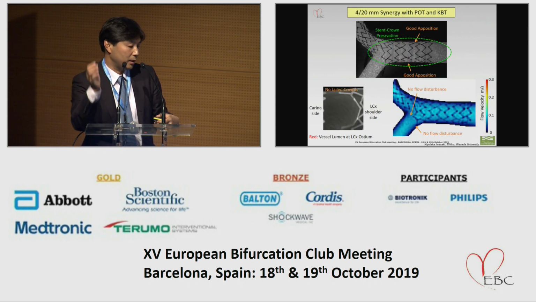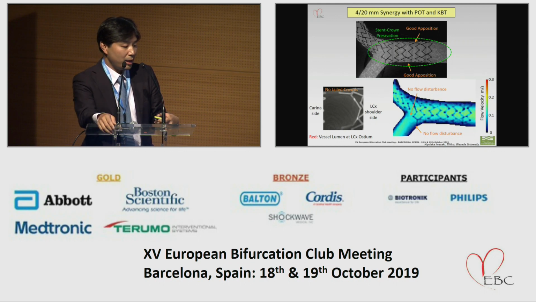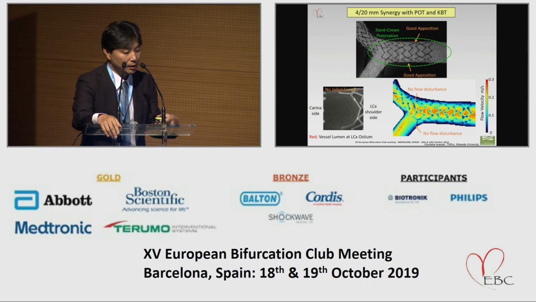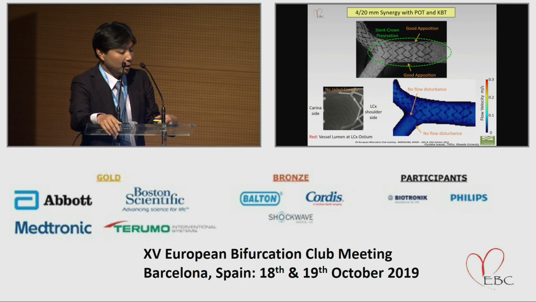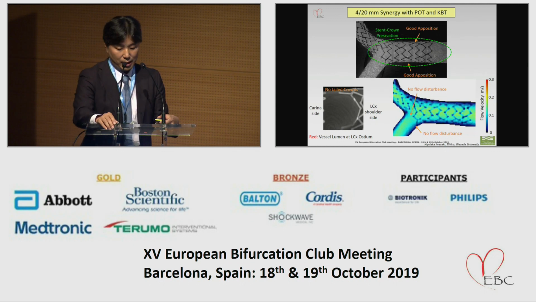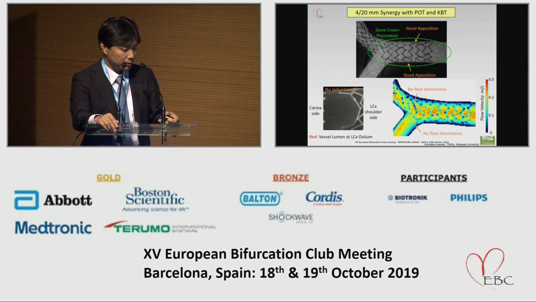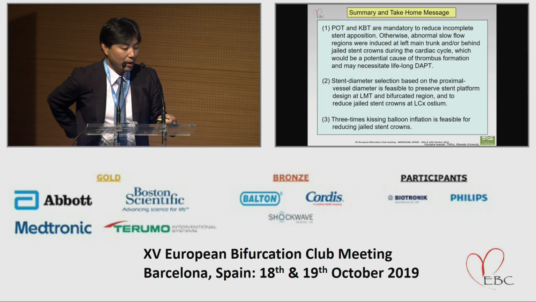And this one is the final one. When we use a 4 millimeter stent, which has the largest stent expansion capability, and the POT and KBT were performed, we could see quite normal flow even after bifurcation stenting, with no flow disturbance at the LMT and CX ostium. So the summary is that POT and KBT are mandatory to reduce incomplete stent apposition.